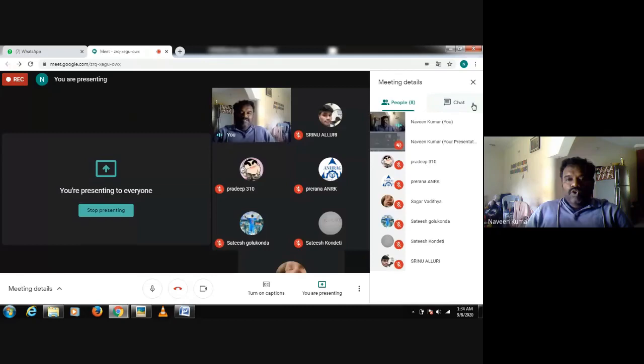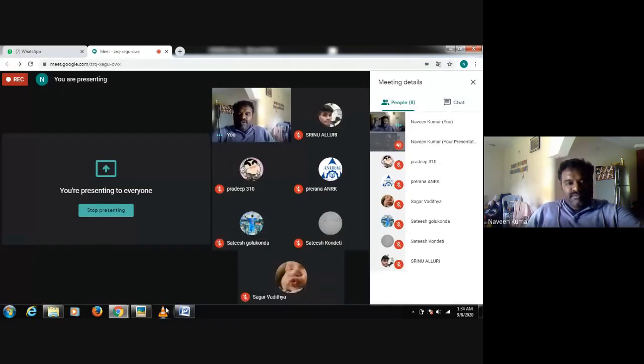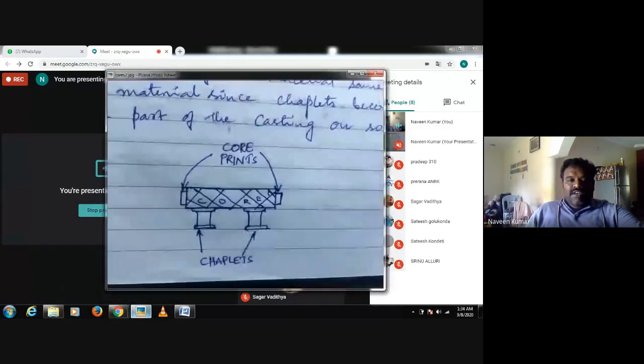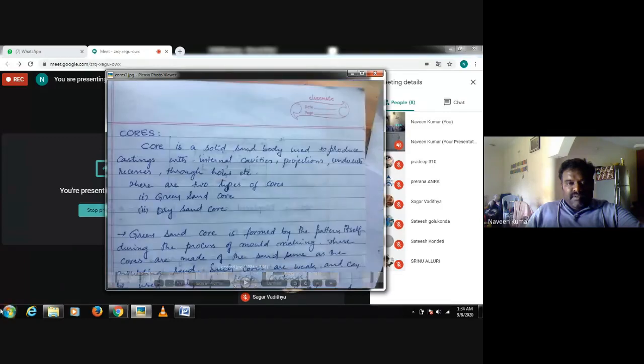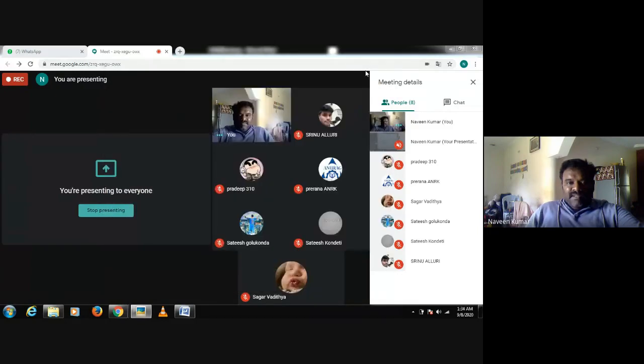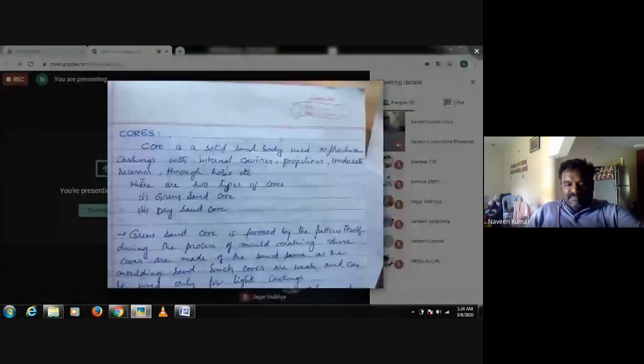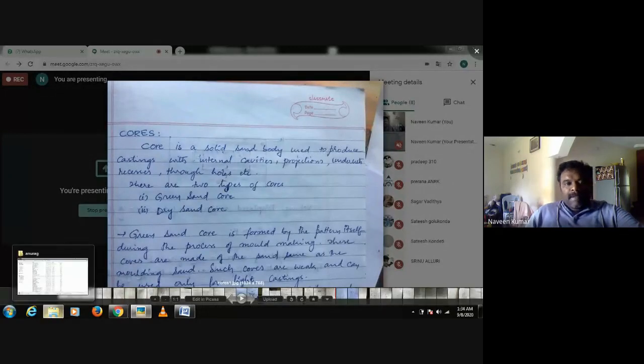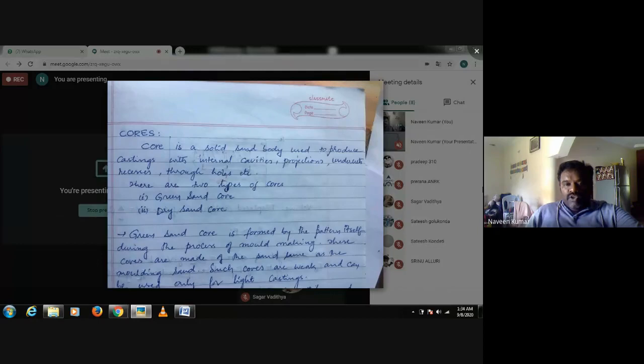Please make a note. Cores. Core is a solid sand body used to produce castings with internal cavities. Are you able to see the screen? Please make a note from cores.